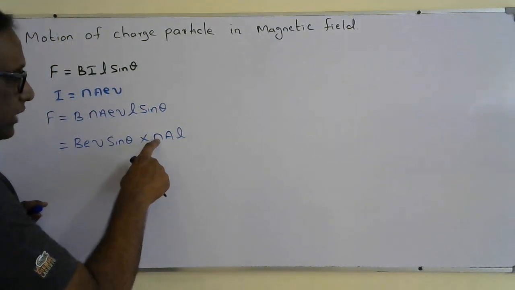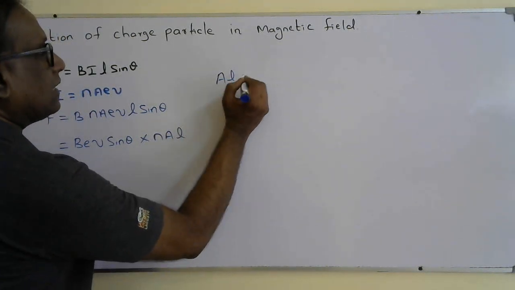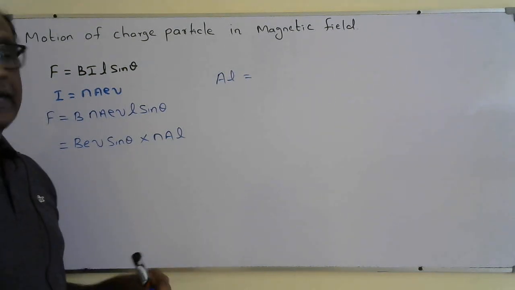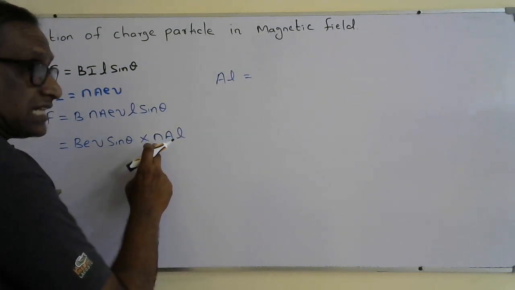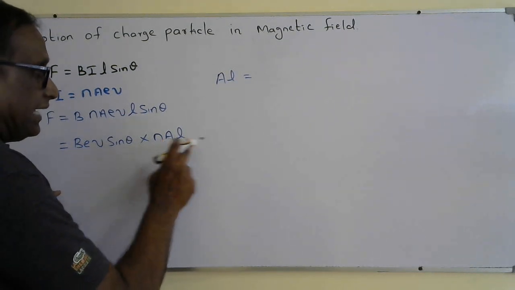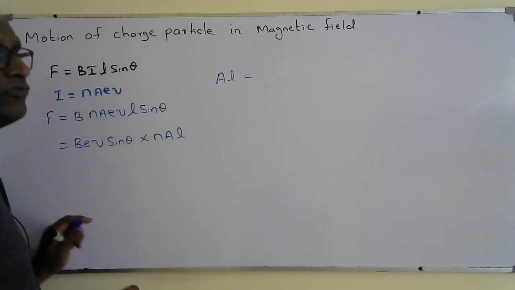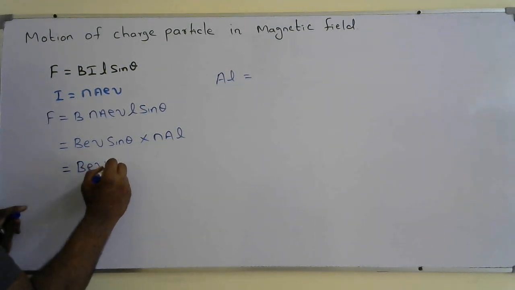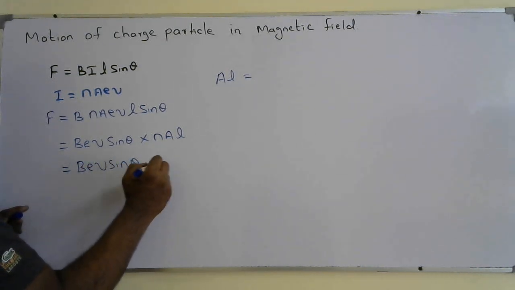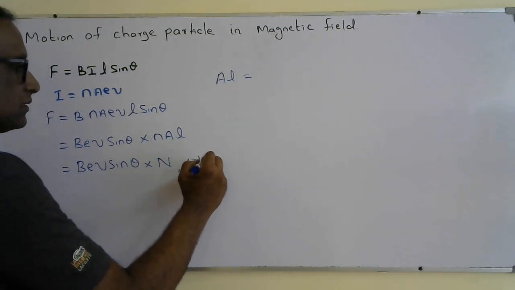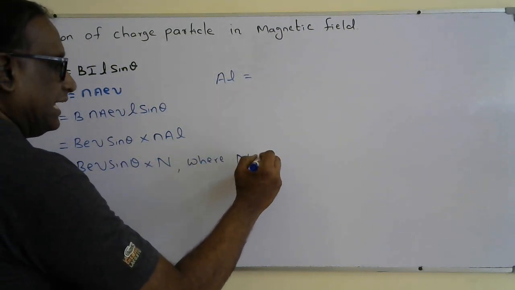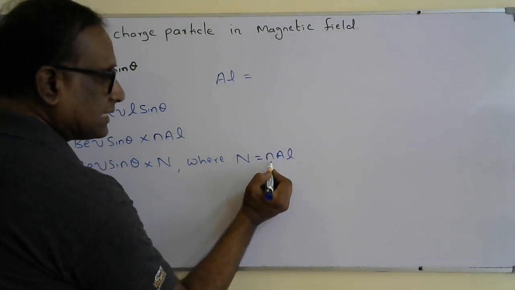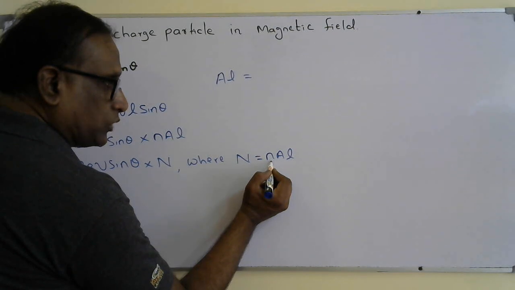A into L is the volume of the wire inside the magnetic field. n is the charge carrier density. So nAL is the total number of free electrons in the wire. So that is BeV sine theta into N, where N equals nAL. n is the number of free electrons per unit volume.